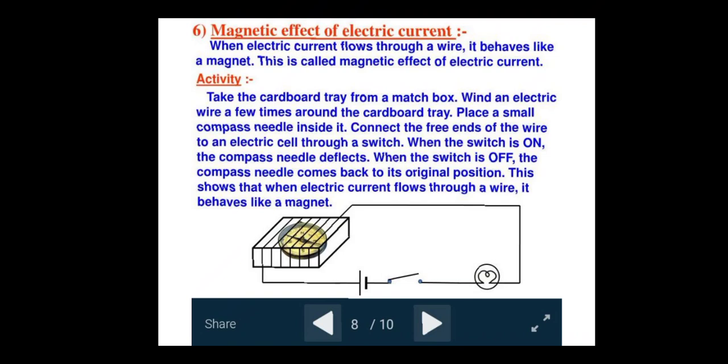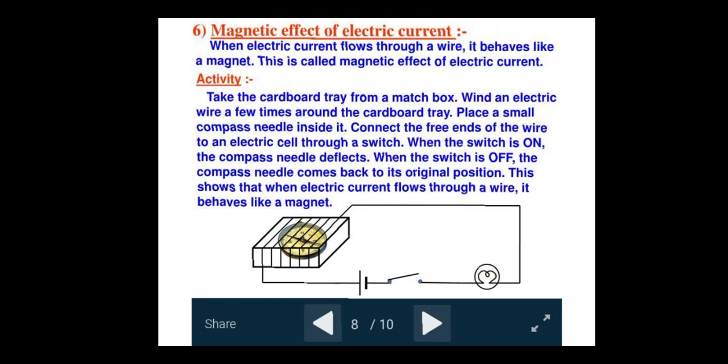When an electric current flows through a wire, it behaves like a magnet. This is called the magnetic effect of electric current. Activity: take the cardboard tray from a matchbox. Wind an electric wire a few times around the cardboard tray. Place a small compass needle inside it. Connect the free end of the wire to an electric cell through a switch.